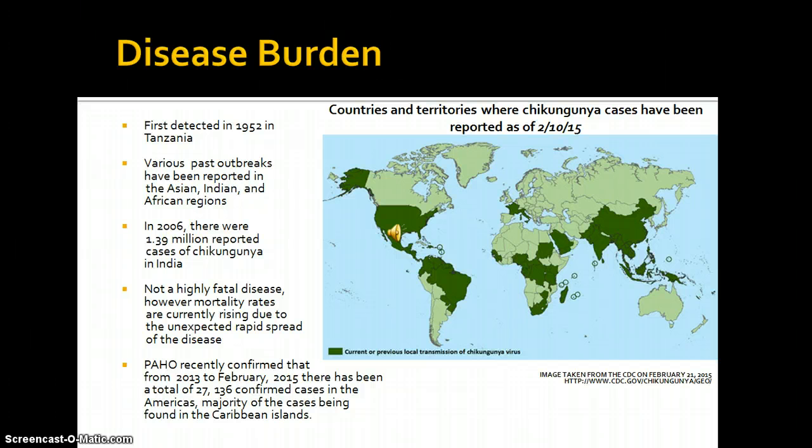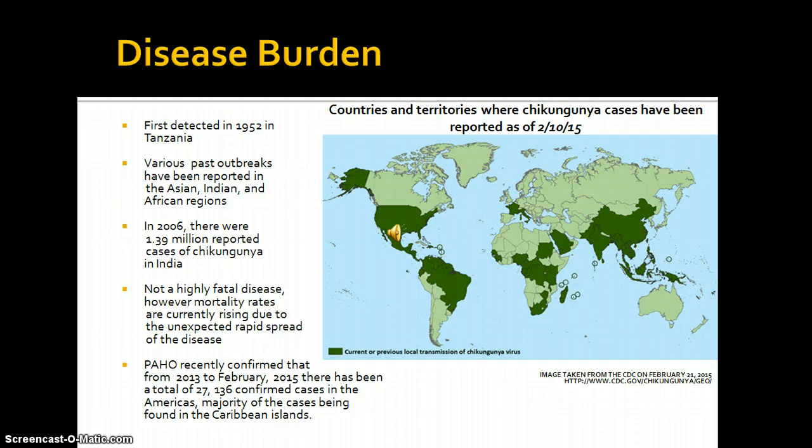So what is the disease burden of chikungunya? It was first detected in around 1952 in Tanzania, and since then it's had various other outbreaks around the world. It has become endemic in the Asian regions, in India, and in African regions, specifically in places like Malaysia and Indonesia and Thailand. The islands in the Indian Ocean have been greatly affected, and also a lot of African countries have seen a big endemic of this disease. In 2006, there were about 1.39 million reported cases of chikungunya in India, and this was a huge outbreak.